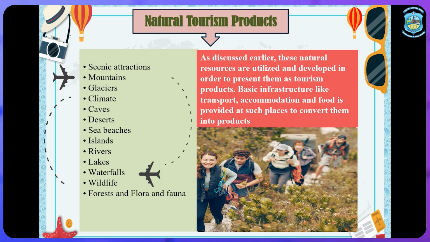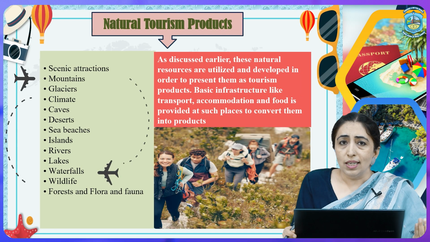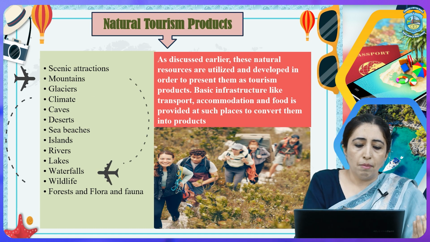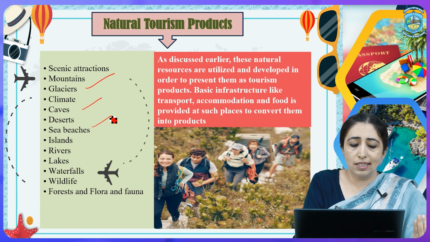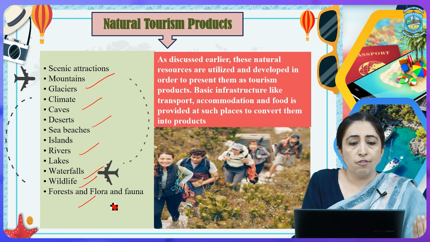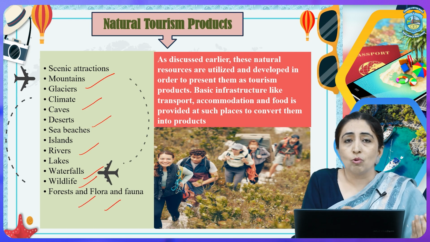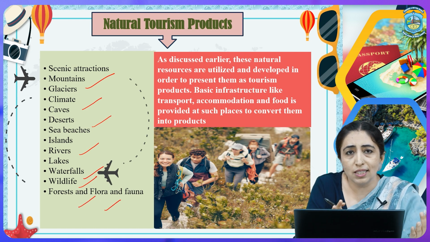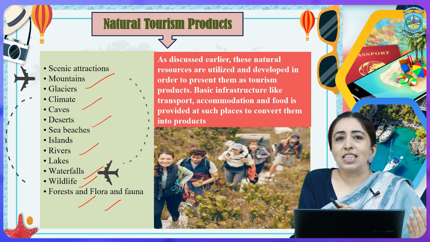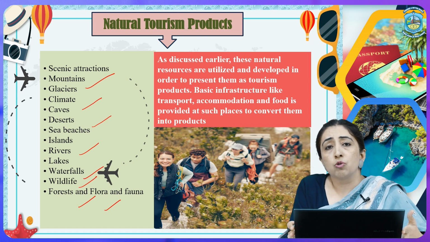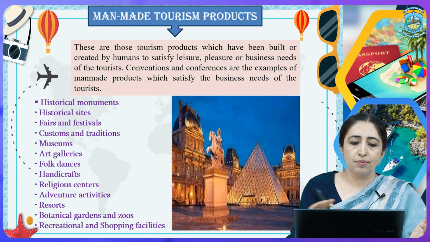Natural tourism products. When all the natural resources are available for the tourist, it is known as natural tourism products. It may be mountain, climate, desert, rivers, waterfall, wildlife, forest, flora, and fauna. Sometimes such natural resources are created, maintained, and developed by humans to attract tourists.